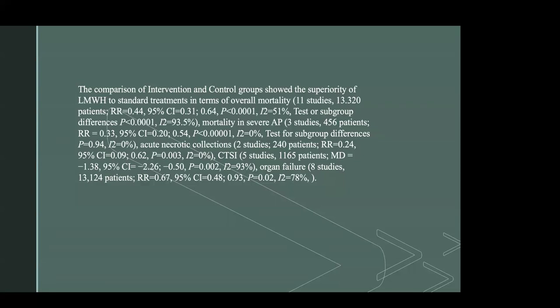These were the primary outcomes, and they have also assessed acute necrotic collection, again showing a significant result, with an I2 value of 0% and a p value of 0.003. The CTSI which was assessed showed an I2 value of 93% in this case, which established significant heterogeneity. Similarly, for organ failure, the I2 value was 78% and the p value was 0.02.